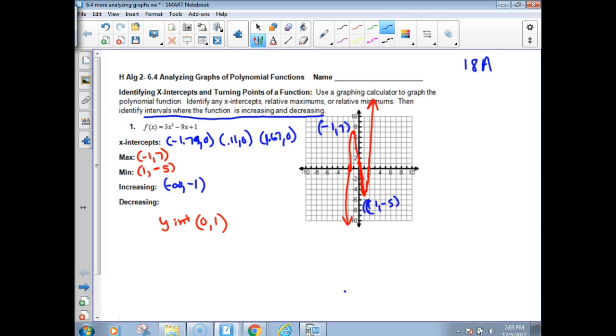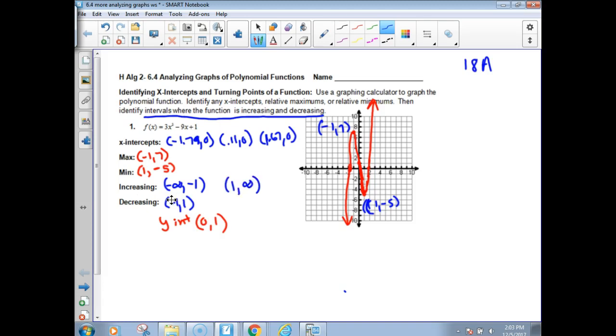Okay, so that'll help me think about this interval now. So from negative 1 to 1, it's decreasing. Make sense? From negative 1 to 1, between here, it's decreasing, coming down. The graph is coming down. Then it's turning and going up. So from positive 1 to infinity, it was increasing.